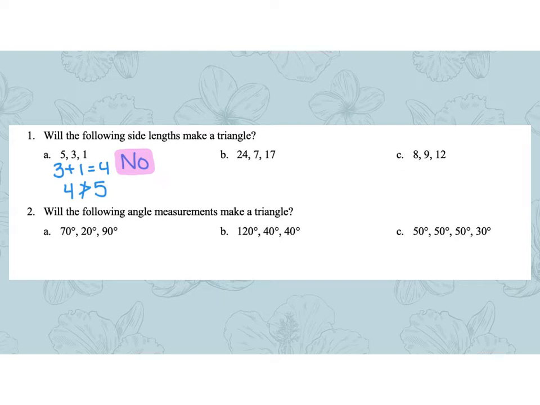For B, our side lengths are 24, 7, and 17. I'll add together my two smaller side lengths, 7 plus 17. That equals 24. 24 is not greater than the longest side length, 24. So again, this could not form a triangle.